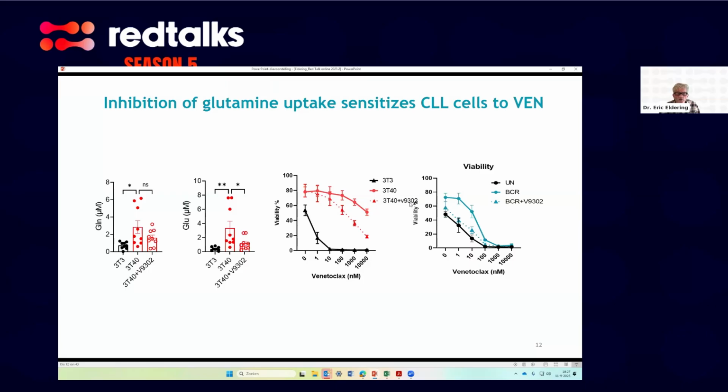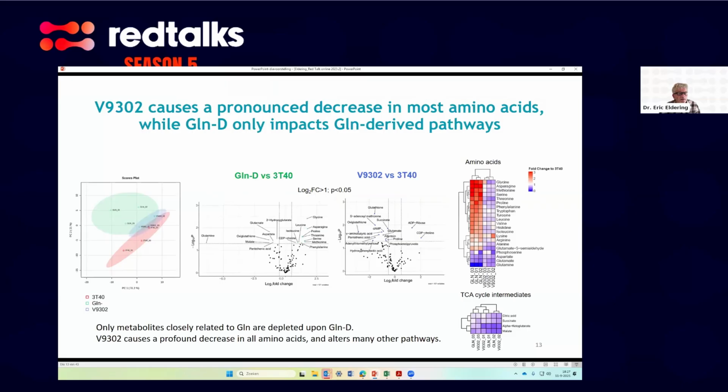treatment. And the interesting thing here, the first time that we use this V9302 inhibitor, is that it reduces this resistance. And this was for us an indication that the glutamine usage of CLL cells is in fact also important to synthesize pro-survival proteins. And we studied this for a bit. Okay, I will come to that later.